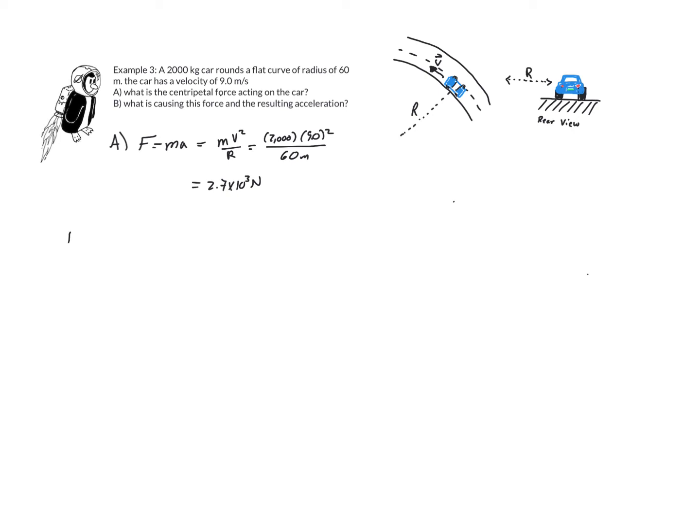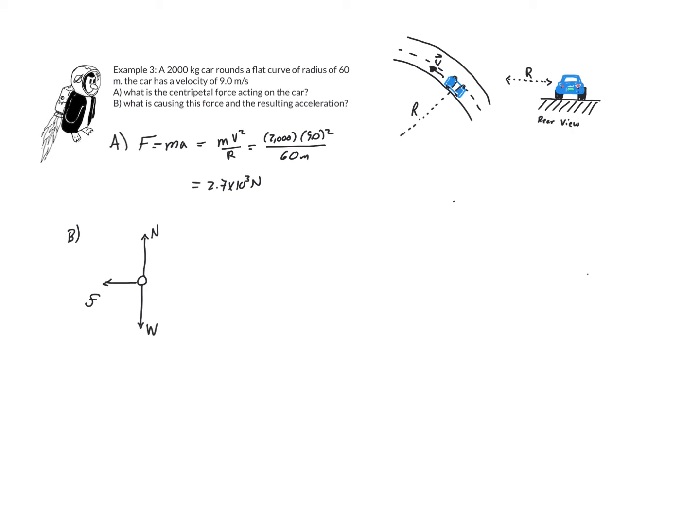Which leads us to part B. What is causing this? If we draw a force diagram for the car, we know that there's a weight force straight down, a normal force from the road pointing straight up because it's a flat curve, which means the only force that could cause this to turn is actually a friction force.